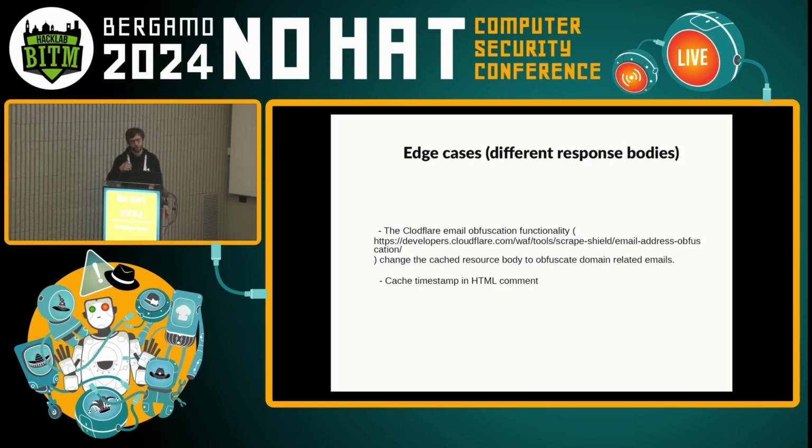So what's Cloudflare email obfuscation? Cloudflare email obfuscation is a methodology to hide site-related emails and avoid web scraping, basically, that collects these emails. But what does it do? Well, when a resource is cached, it changes the HTML a little bit to obfuscate an email in the HTML. So every time you hit the same resource in the cache, the content of the body will not be equal. It's different.